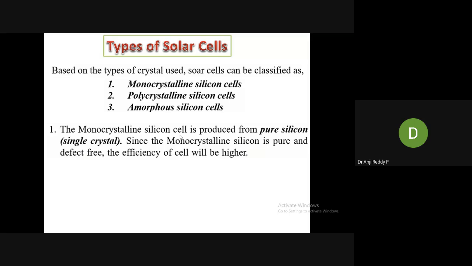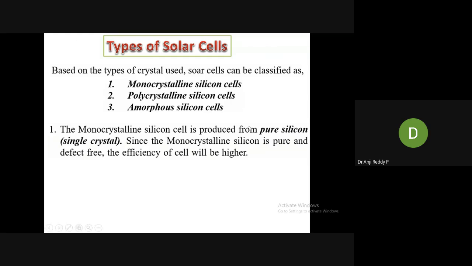Since the monocrystalline silicon is pure and defect free, automatically the efficiency of the cell should be higher. This is about monocrystalline silicon cells. Here the monocrystalline silicon cell is produced from pure silicon. Then what is the meaning of this?